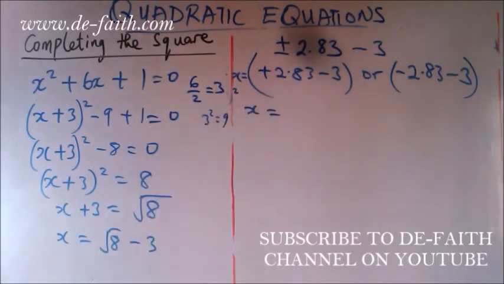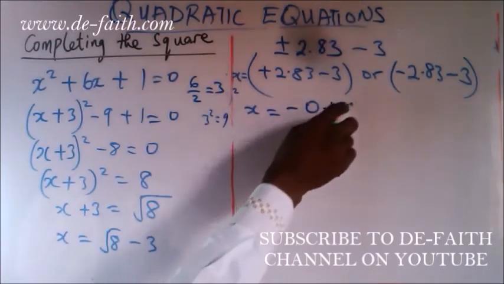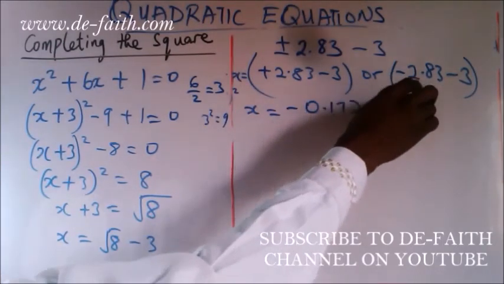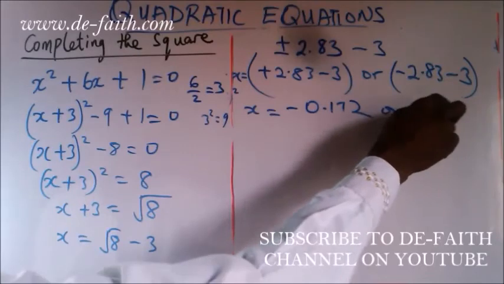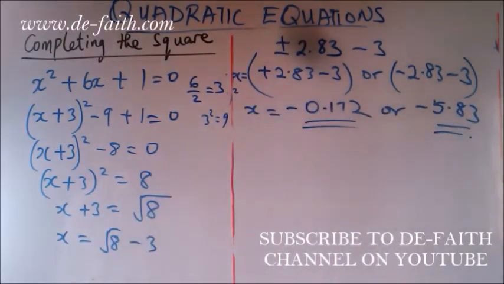So x equal to 2.83 minus 3. That gives us minus 0.172, or minus 2.83 minus 3. That will give us minus 5.83. So these are the values of our x. Looking at this, we may not be able to use a factorization method to solve this, because now this is giving us decimals.